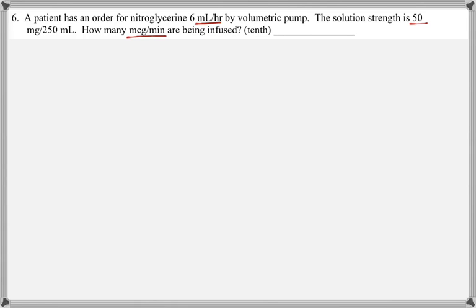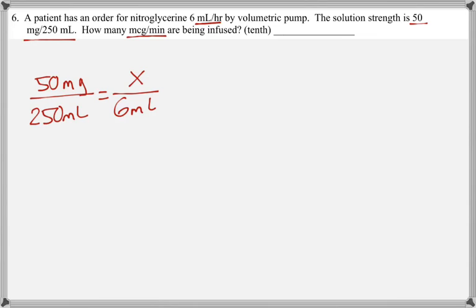So I'm first going to set up a proportion with my rate and the solution strength. And I'm going to put the 6 mLs on the bottom so that they match the 250 mLs. And I'm going to solve the proportion, and we get 1.2, and this is milligrams per hour.